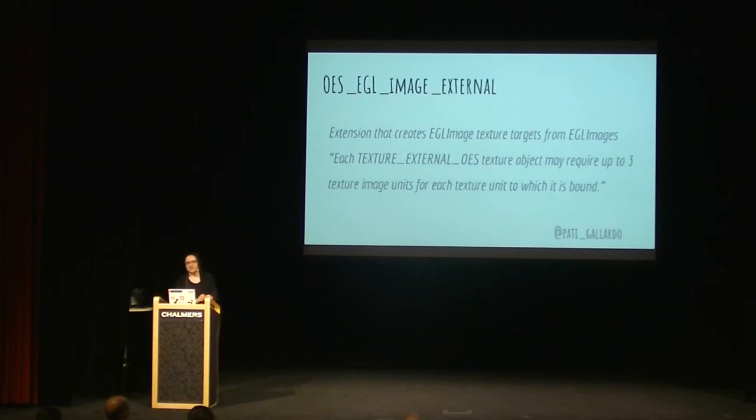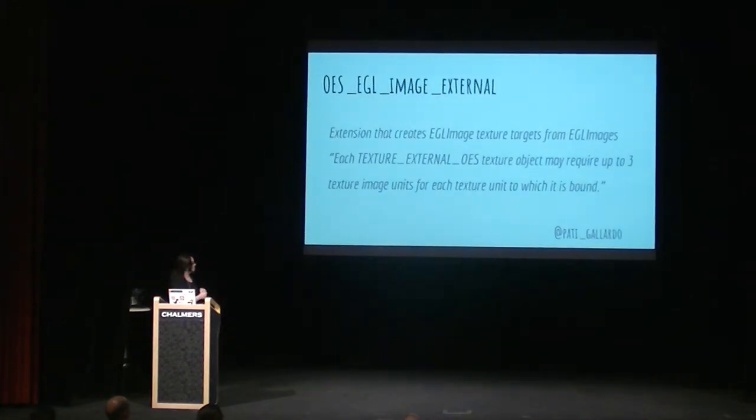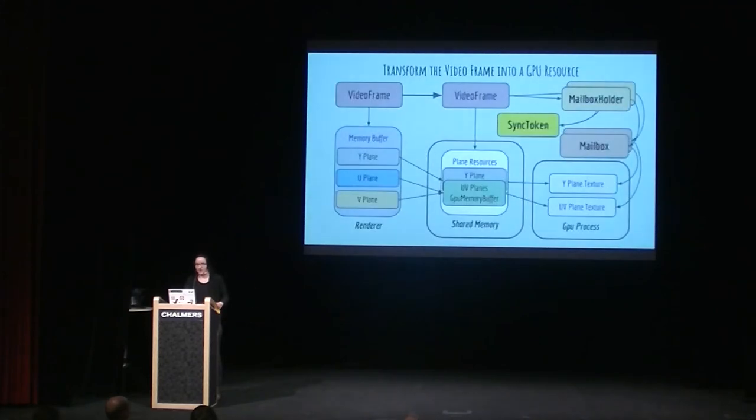So OES_EGL_image_external is an extension to OpenGL ES 2, where you can create EGL images, and then you can use those to create a texture. In our case, it's going to use two, one for the Y plane and one for both the U and the V plane. Just skip the parts where I say plane if you don't care about video. But I'm going to be drawing them all the time, so just pretend.